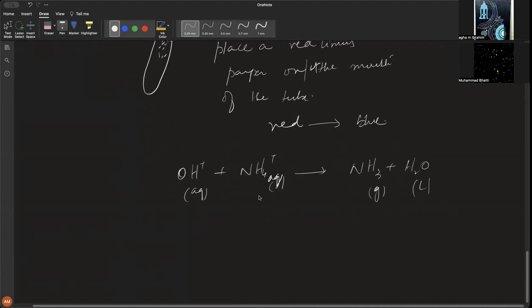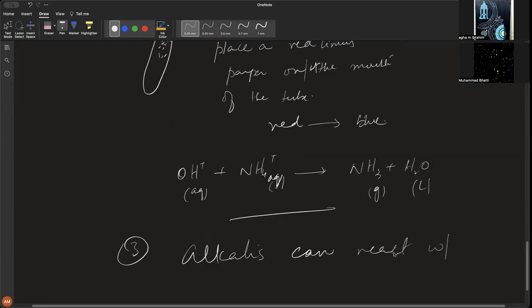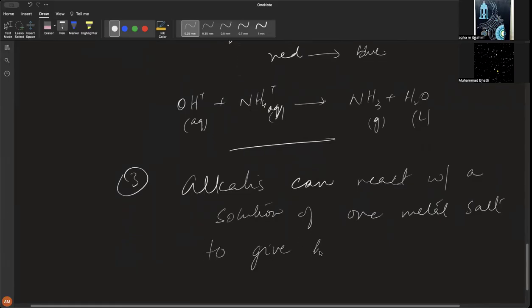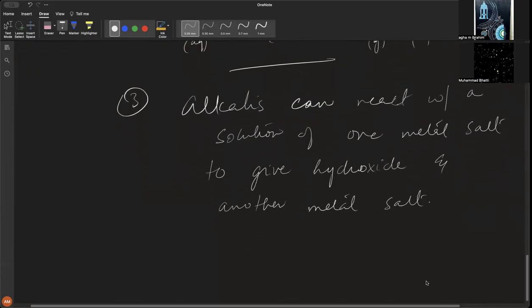The last reaction for alkalis, the third and the last reaction: alkalis can react with a solution of one metal salt to give a hydroxide and another metal salt. I'll explain it to you. Don't worry. Just write the definition at the moment.